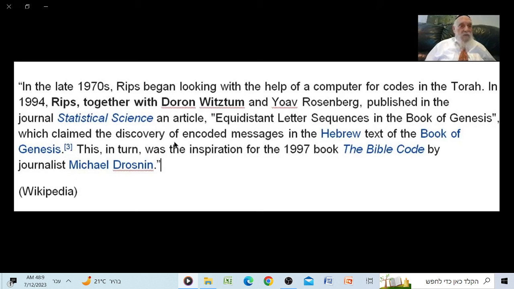In 1994, Rips, together with Doron Witztum and Yoav Rosenberg, published in the journal Statistical Science an article, Equivalent Letter Sequences in the Book of Genesis, which claimed the discovery of encoded messages in the Hebrew text of the Book of Genesis. This in turn was the inspiration for the 1997 book, The Bible Code, by journalist Michael Drosnin.